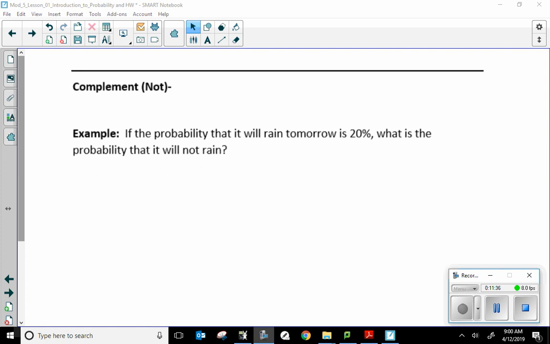Here's something that will pop up every once in a while, and it is the complement, which means not. Okay? It is the complement. It is the probability of something not happening.